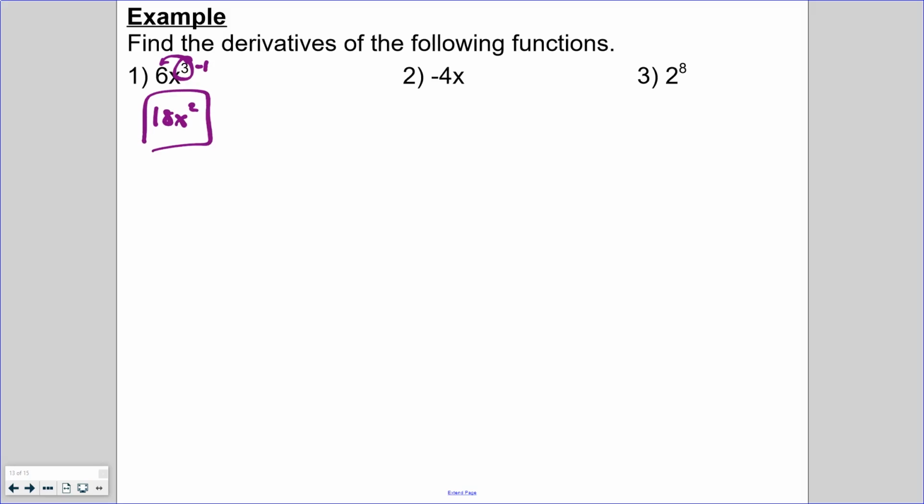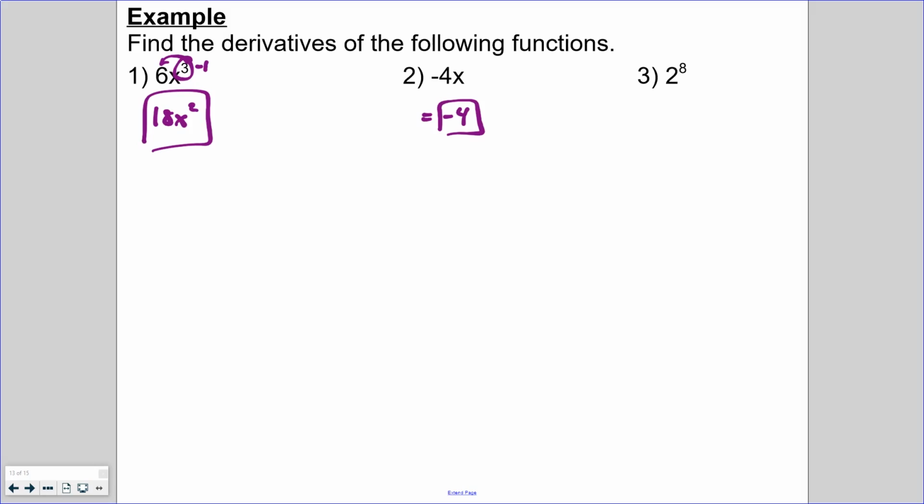For number 2, we have negative 4x, so this is the derivative of a variable that has a coefficient. And we know the derivative of a variable that has a coefficient is just going to be the coefficient. So the derivative of negative 4x is just negative 4.